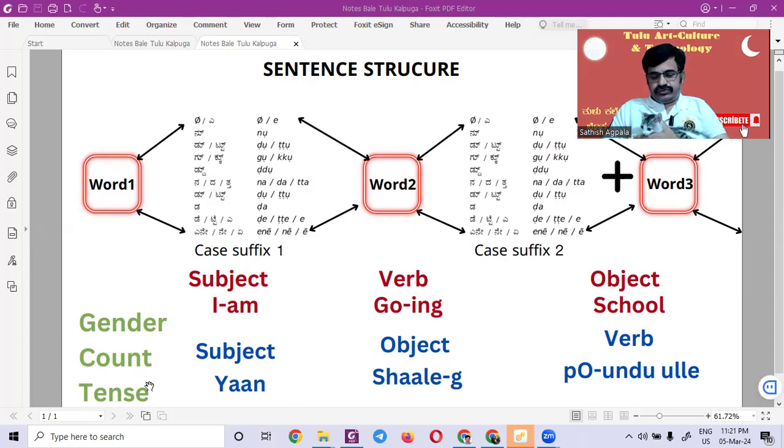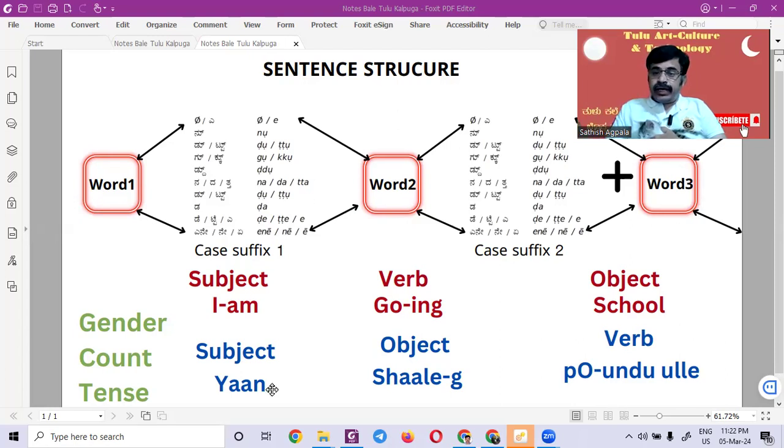Then count, singular, plural, or mass, this also affects. Aglu povundulleru, akulu, they, the group of people are going. Aglu povundulleru, aglu poteru, yanu pope, aye pope, alu popalu. The count is also very, very important. And tense. Based on this tense, it will change at the end.